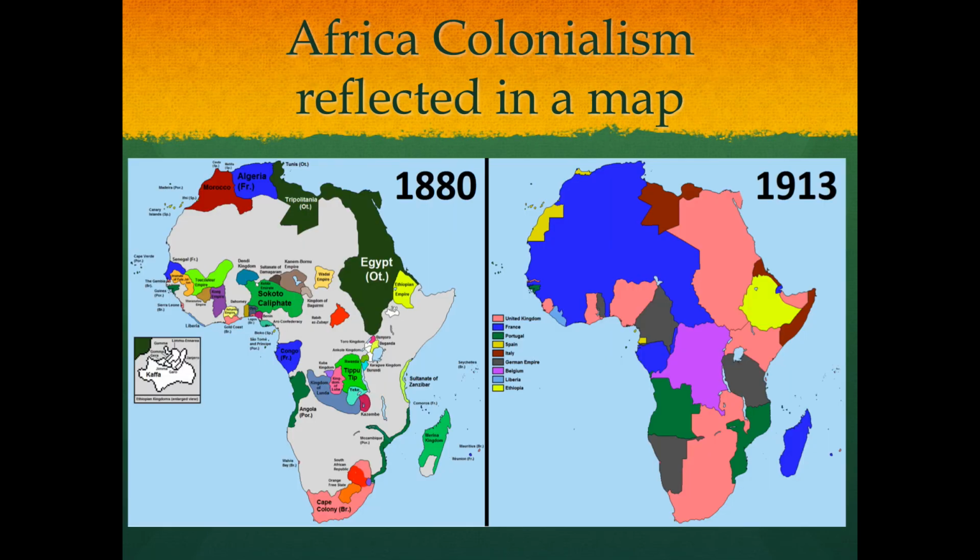So in short, this was a map I gave you yesterday to kind of give you an idea. You really see what takes place between 1880 and 1913, where this entire continent is consumed by European countries, only leaving Liberia and Ethiopia as the only independent nations.